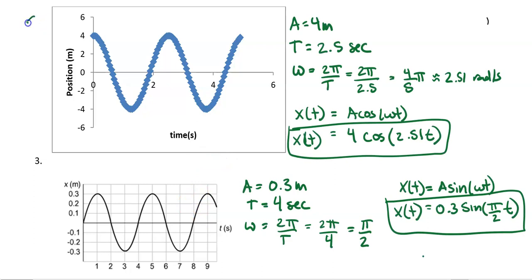Cool. And here are the answers to 2 more fun little problems. Again, I always just list the amplitude and period and then find omega first. Choose if it's going to be a cosine or sine function. And there you go.